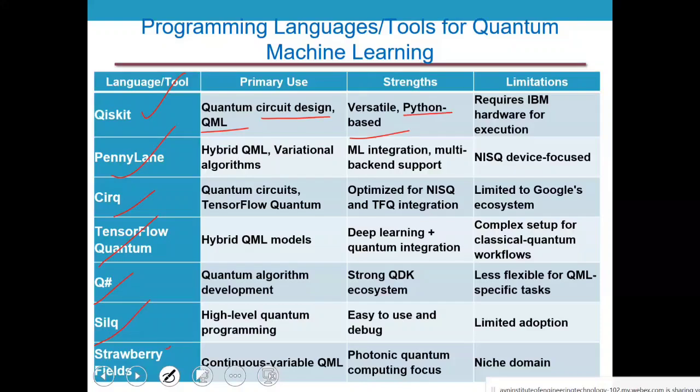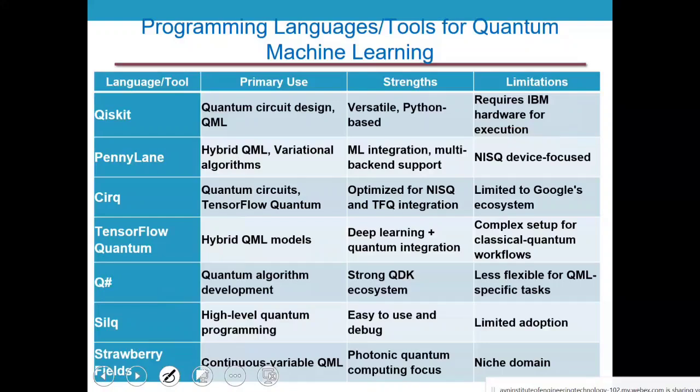The strengths are that it is versatile and Python based, because many users are comfortable with Python. That's another strength. The limitation is that it requires IBM hardware for execution. Even though you develop your algorithm using some framework, execution is possible only with the IBM hardware.